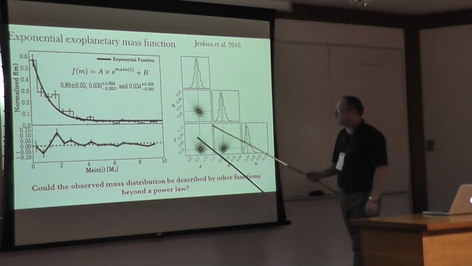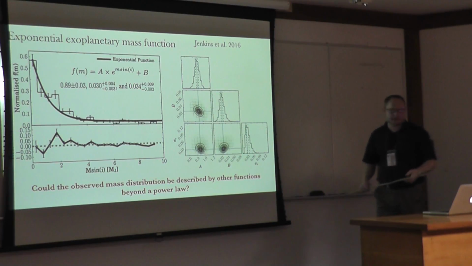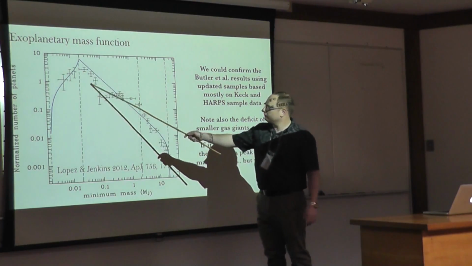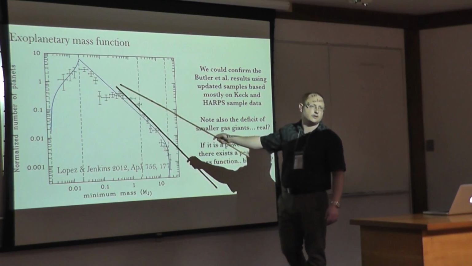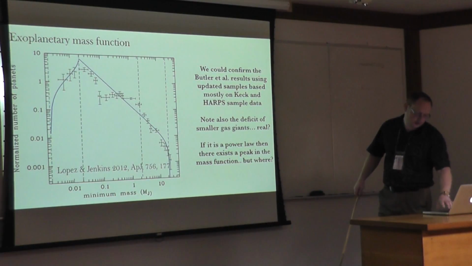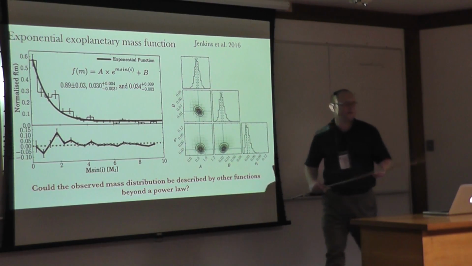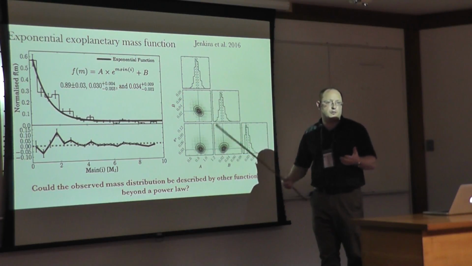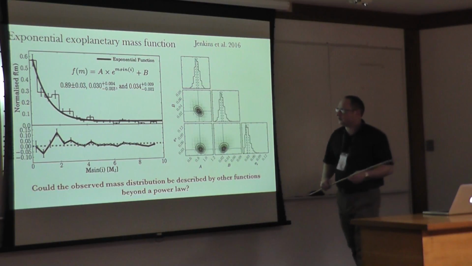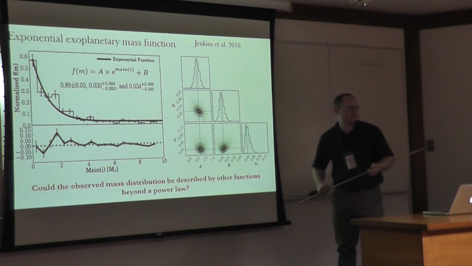However, there's also other features in the mass function, in the sense that if we look back here, we believe that we're relatively complete in this region, and we've got a small deviation potentially from this power law. And what does that suggest? Well, do we need to move away from a power law? Is it two power laws? What's the distributional functional form? And so there's a lot of work going on now to try and look at other functional forms that fit the mass function better.